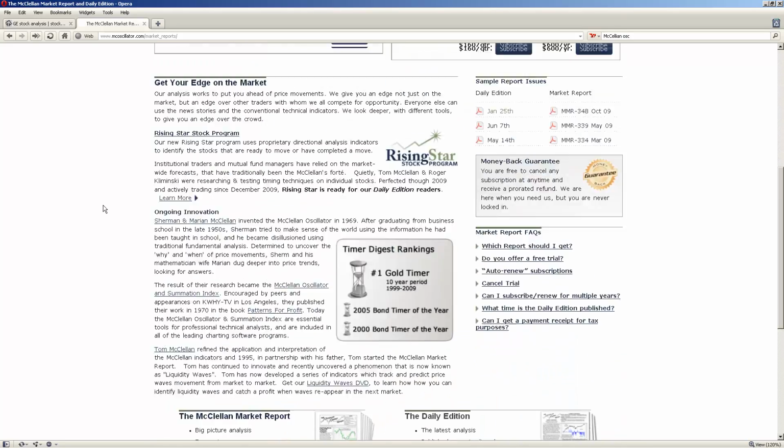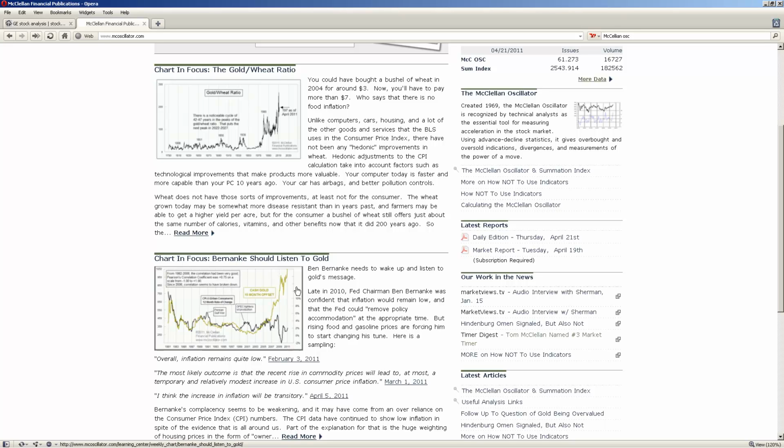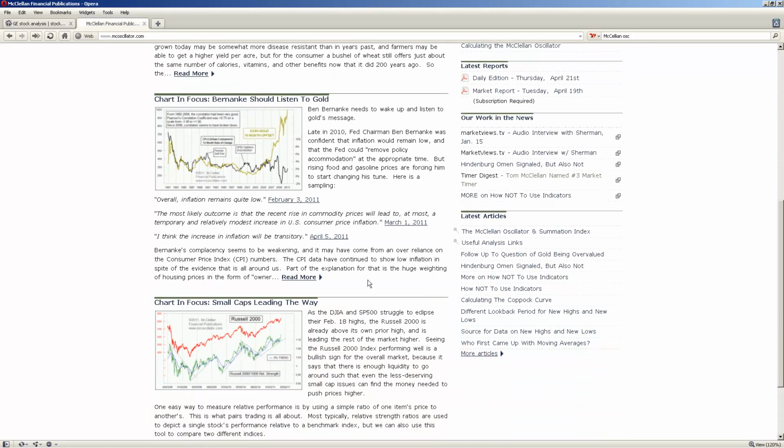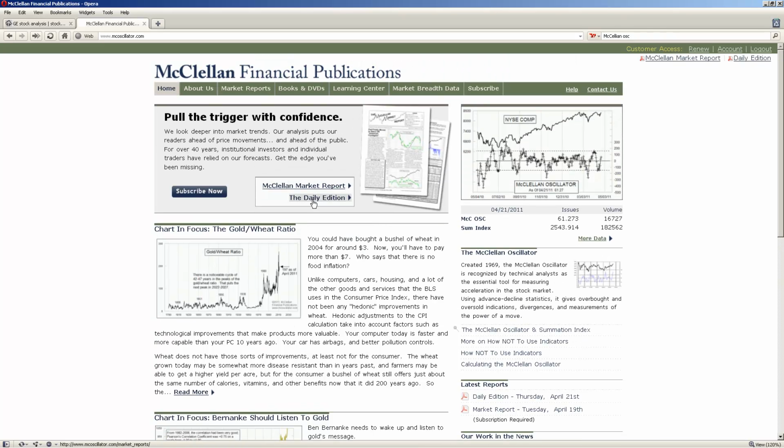And that's about it. On his homepage he does have further charts that are free, articles that are free, as well as a few links on some of the stories and people that he likes. So I would definitely check out the free information on McClellan's website, and if I had the money, or if you have the money, I would definitely consider his newsletter. It is very, very, very nice.